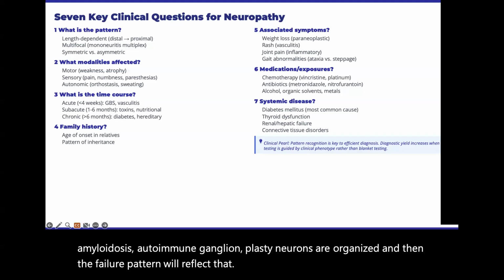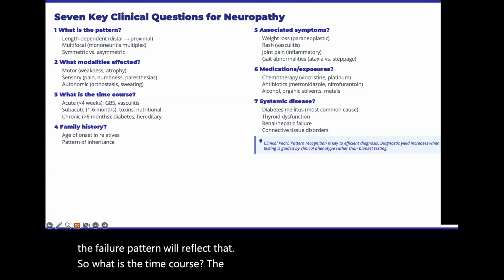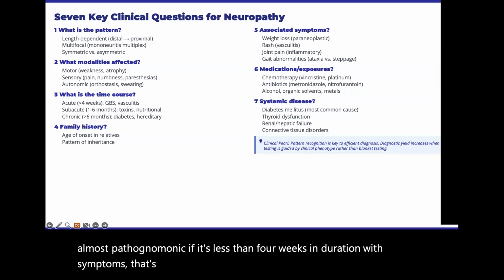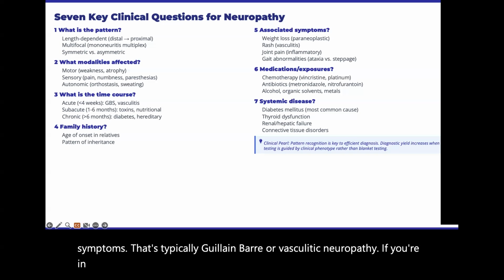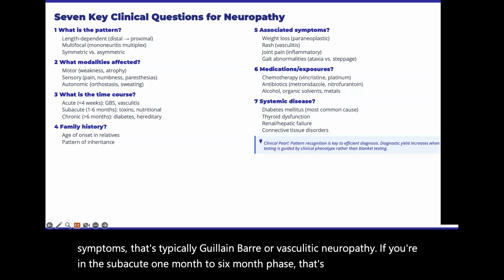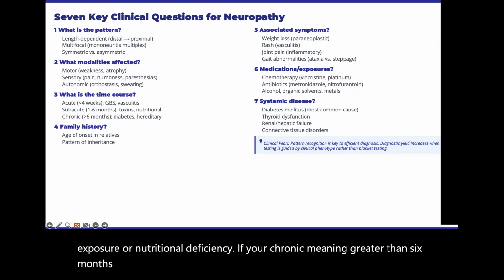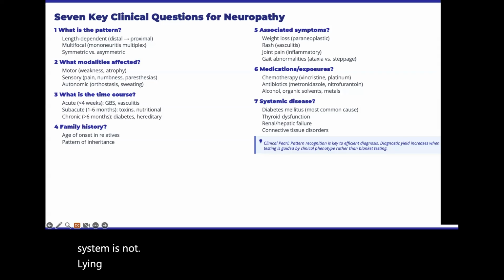So what is the time course? Well, the clock is also diagnostic. Time course is almost pathognomonic. If it's less than 4 weeks in duration with symptoms, that's typically Guillain-Barré or vasculitic neuropathy. If you're in the subacute 1 month to 6 month phase, that's probably toxin exposure or nutritional deficiency. If you're chronic, meaning greater than 6 months, that's probably diabetes or hereditary neuropathies. The nervous system is not lying about its tempo.